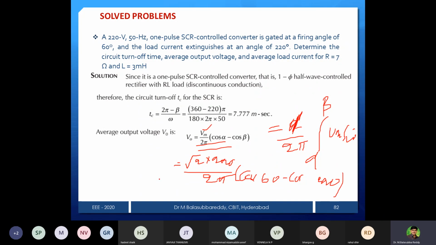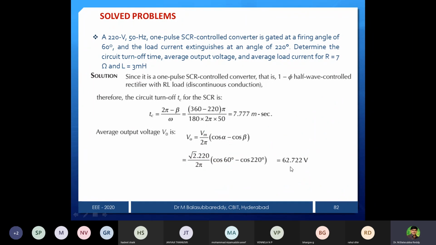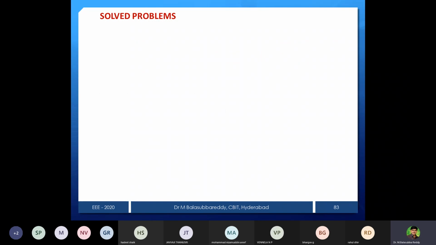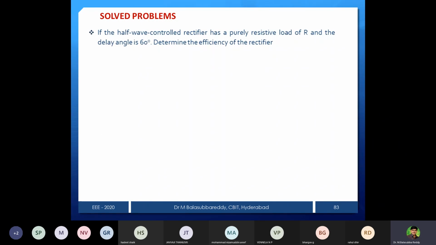That's all. You just simplify this, and we'll get the value of the average output voltage. So this is at 62 degrees. And then the current: once you know the voltage, because your load resistor is given as 7, we'll get the current I naught equal to V naught by R. And similarly, you can see the same problem.